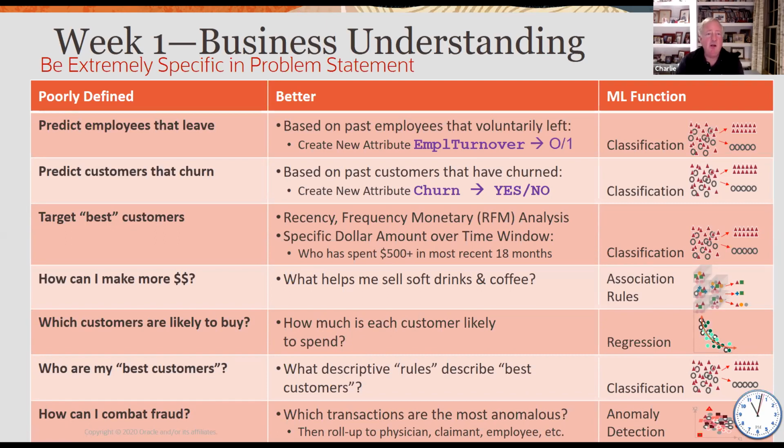A bag of chips for free, because then you buy a drink with it. All those kind of things. So think about the problem statement as explicitly as you can, and then that will map into some sort of machine learning function. That is the essence of week one.